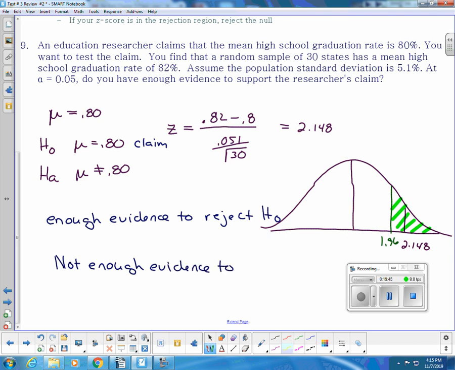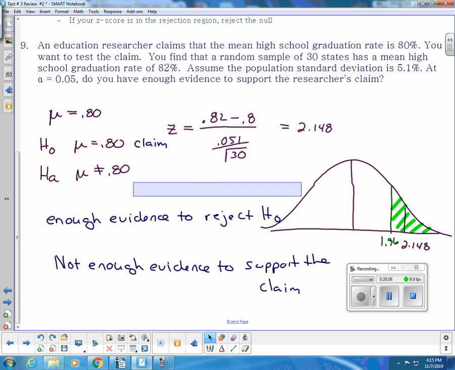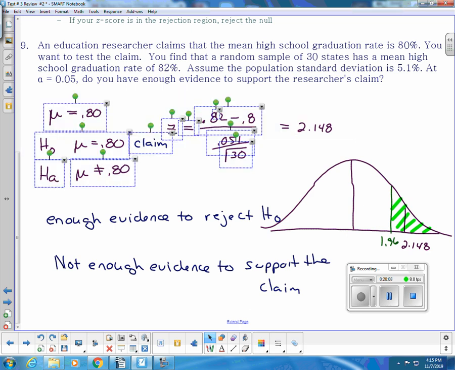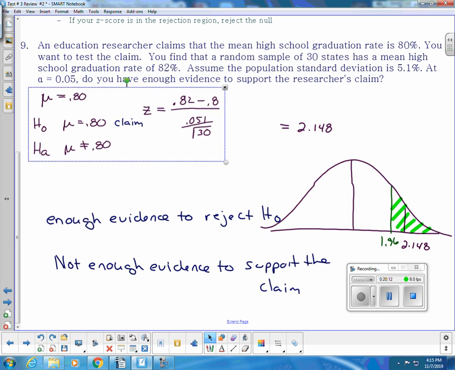To support that claim. All right, now, if you want to say, I reject the claim, I get it. Just make sure you understand the null hypothesis is not always, I want to do that. The null hypothesis is not always the claim. So make sure you have that marked somewhere. Okay, got to have it marked.